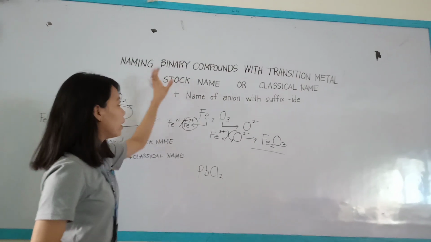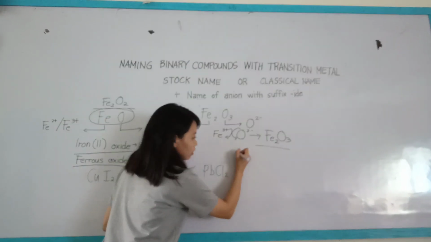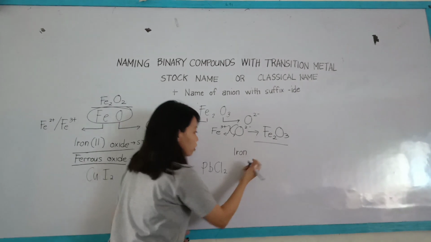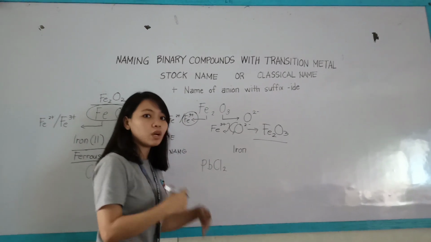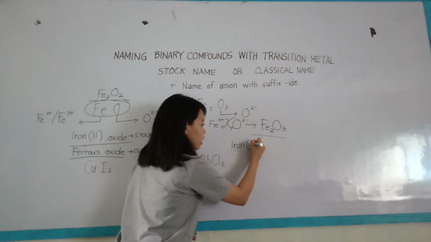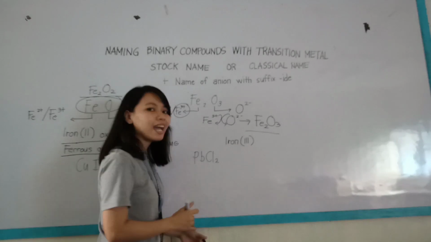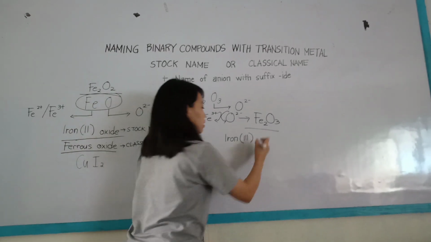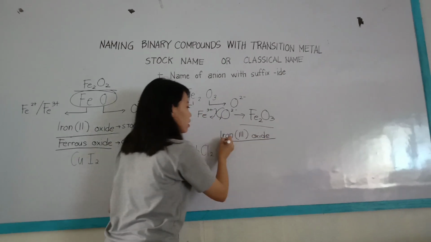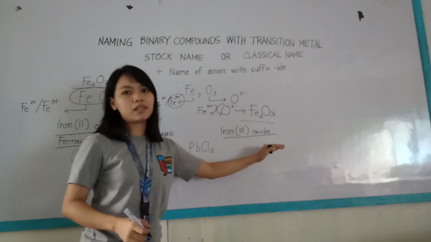So, first muna, okay, yung stock name. So, once again, for stock name, so we have the name of the element, which is iron, and then we're going to use Roman numeral numbers, which is, yan, 3. Okay? And then, yung name ng an ion, which is oxide. So, stock name of this compound is iron(III) oxide.